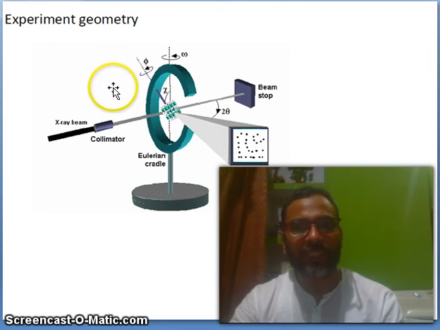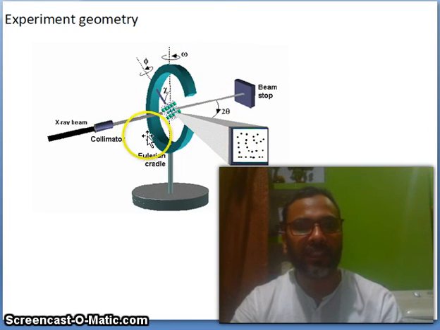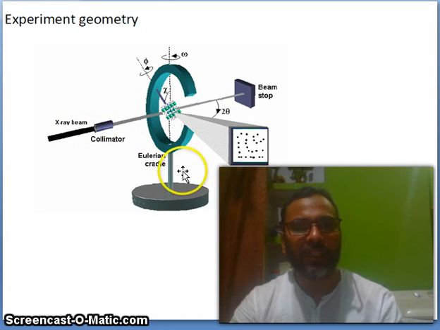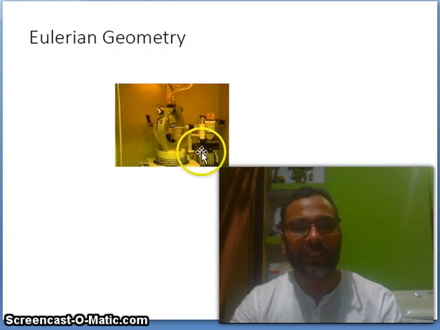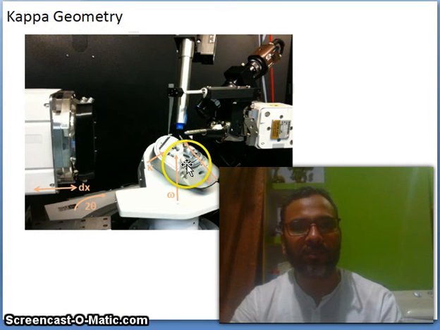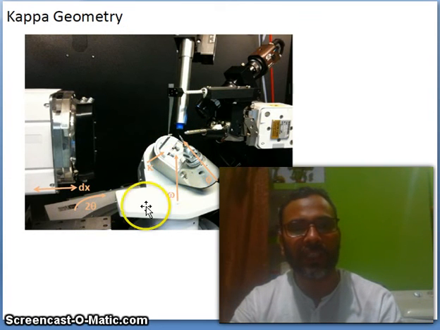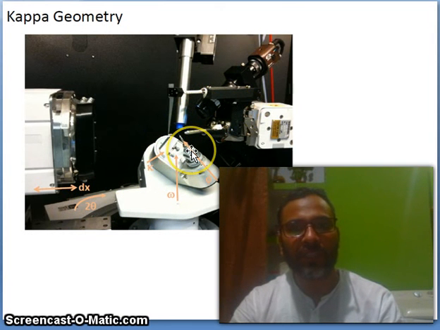So, experimental geometry: you see the beam and the 2D detector. You have the theta, phi, omega, three angles. You have the collimator, you have the X-ray beam. Eulerian geometry, kappa geometry, which I have already shown you. These are the three: 2 theta, omega, phi. So this is the goniometer.